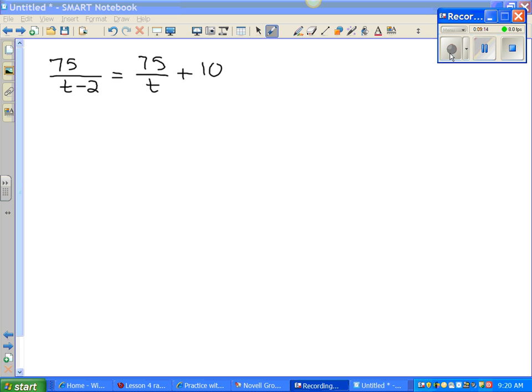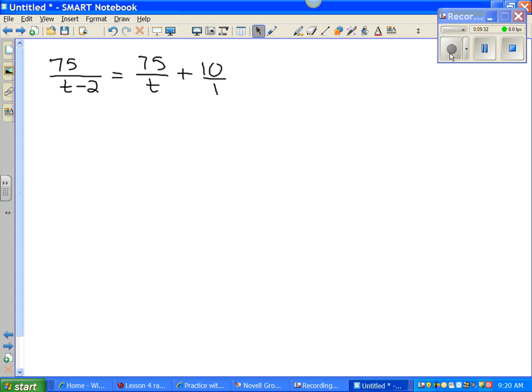Okay, so what's the denominator for the 10? 1. What's my common denominator going to be? T, if you're going to just deal with this right-hand side. We'll go over both ways, okay? So it's going to be t if we're just dealing with that right-hand side. So how do I make it a t? What do I have to multiply by? T. So what do I have to multiply 10 by? Okay. Are you okay with that?